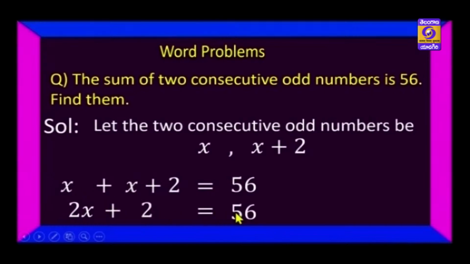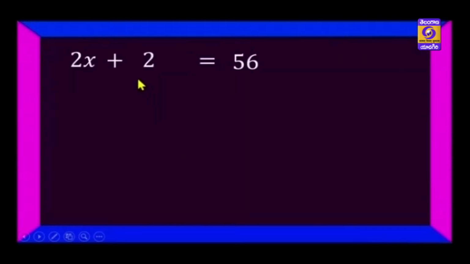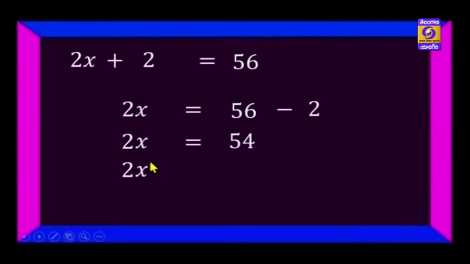2x plus 2 equal to 56, and what we need to do here, we have to send this plus 2 to the right side, because the unknown term should be on the left side, and it becomes minus 2. 2x equals to 54, and now we have to send 2 also to the right side, and it is under multiplication, it becomes divided by 2, thus the answer is 27.